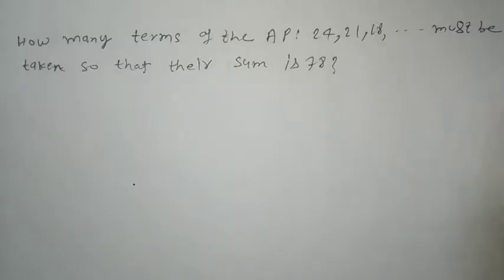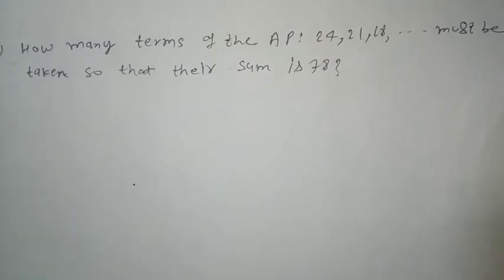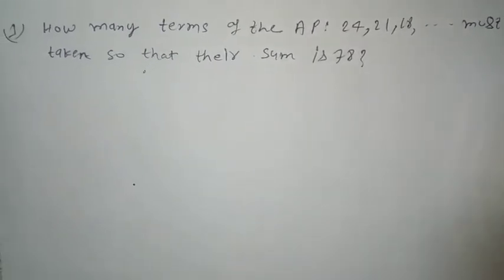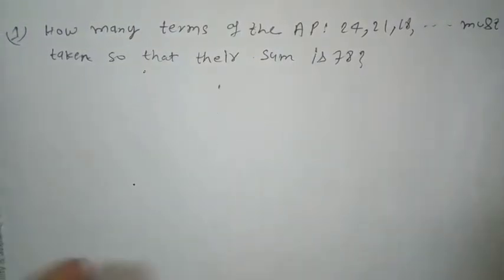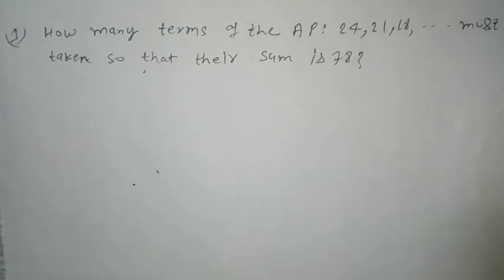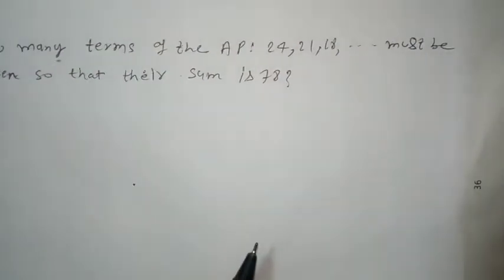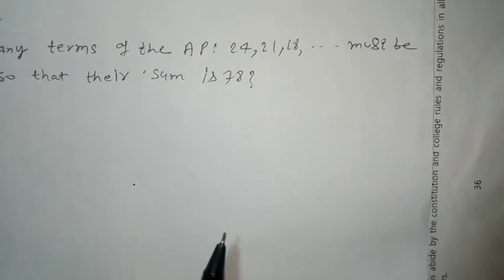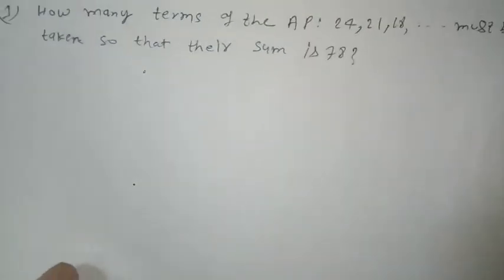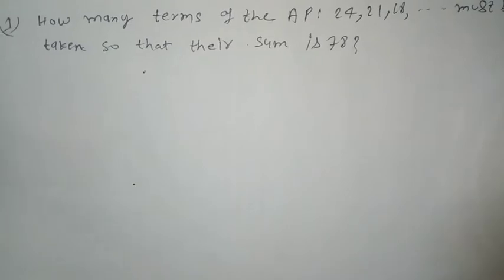Today I am going to solve the next question of this lesson, but first let me solve the question that I gave you for practice. The practice question is: how many terms of the AP 24, 21, 18, ... must be taken so that their sum is 78?